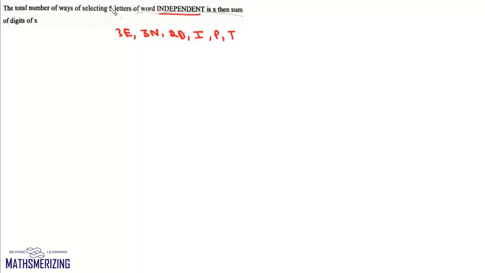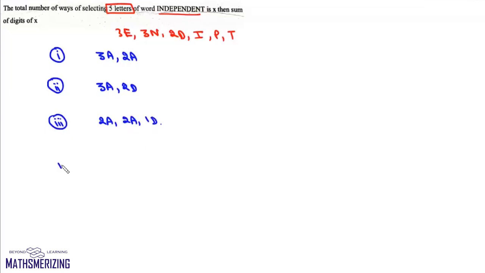Now we have to find the number of ways of selecting 5 letters from it. Now this is a selection where the objects may be distinct or identical. So we'll write all possible cases. The first one is where we have 3 alike and 2 alike letters. The second case could be when we have 3 alike and 2 distinct letters. The third one is 2 alike, 2 alike and 1 distinct. The fourth one is 2 alike and 3 distinct. And finally, the fifth case where we have all 5 distinct letters.